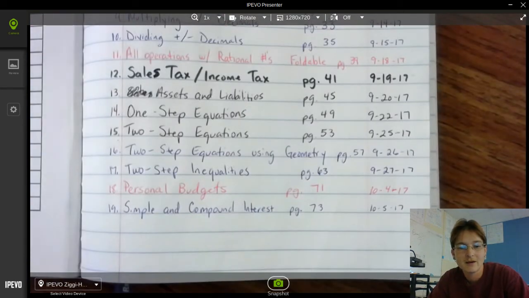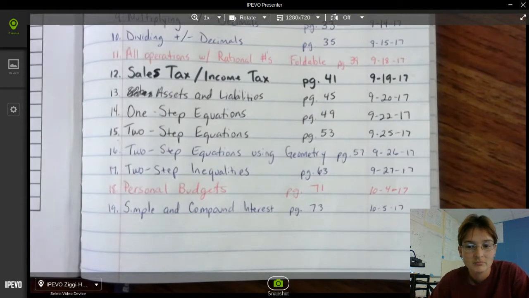Okay, class, today we're going to look at simple and compound interest. This is part of going over budgeting and stuff like that. So it's going to deal more with your bank account so that you can budget on how to save, look for the best deals out there, and so on and so forth.